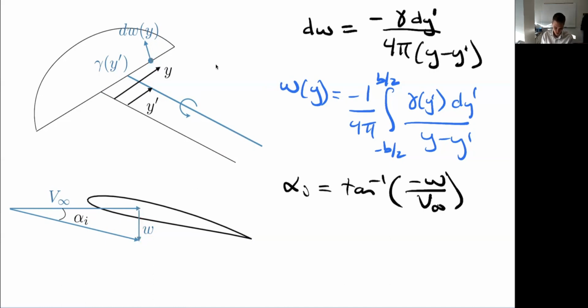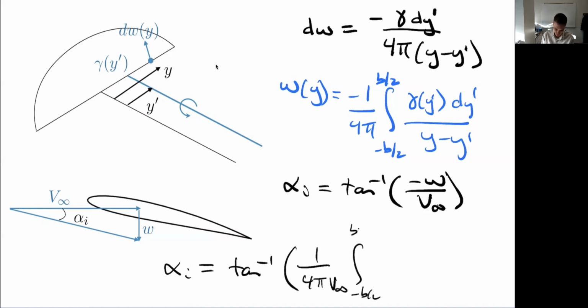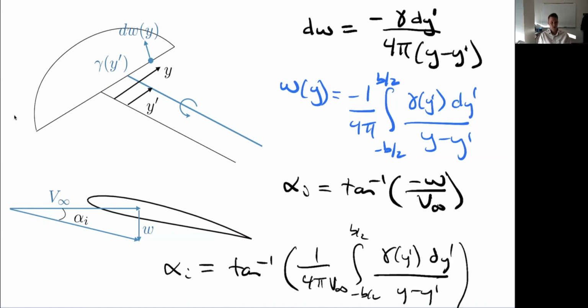So if I put all that together, I now have my induced angle of attack is the arctangent of this whole thing, which is this integral: 1 over 4 pi, putting in the v infinity from the denominator, integral from minus b over 2 to b over 2 of gamma prime, which is a function of y prime, dy prime over y minus y prime. All right, so a little bit ugly, but we've got it.